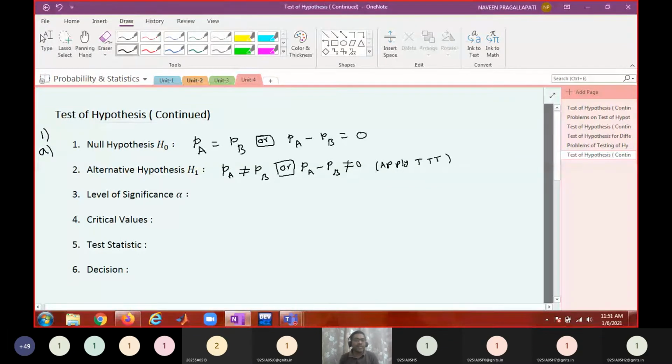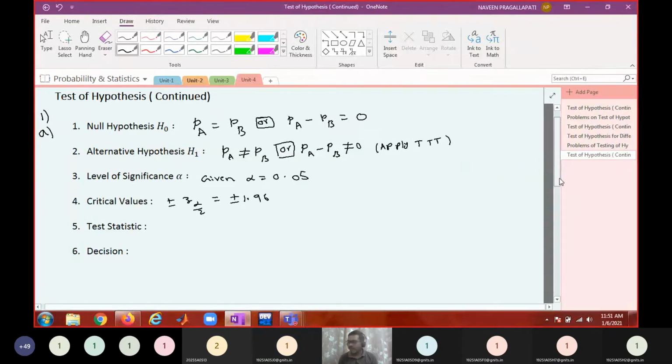So what is the level of significance? 0.05. So what are the critical values for 0.05? So many times we did. Can you see and tell me for a two-tailed test? 1.96. So what is the test statistic?